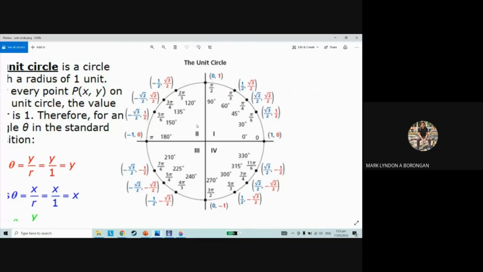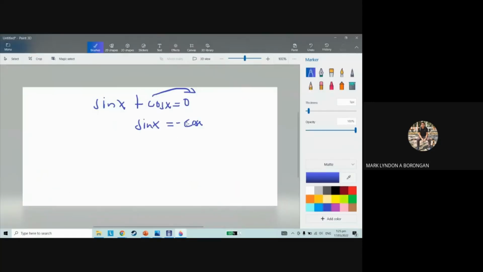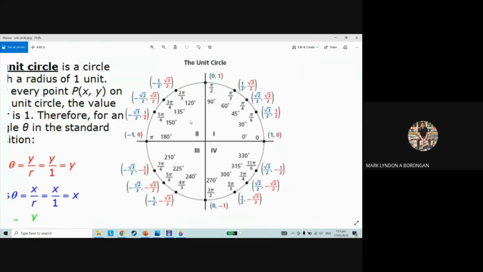So what has the same values here? Obviously pi over 4 earlier, okay? Square root of 2 over 2 for both cosine and sine. But since the cosine is negative, this would mean 3 pi over 4 is your answer, because your cosine is negative and the sine is positive. So among the choices, only 3 pi over 4 satisfies these properties and it is the only solution of sine x plus cosine of x equal to 0. So, that's all guys. Thank you and God bless.